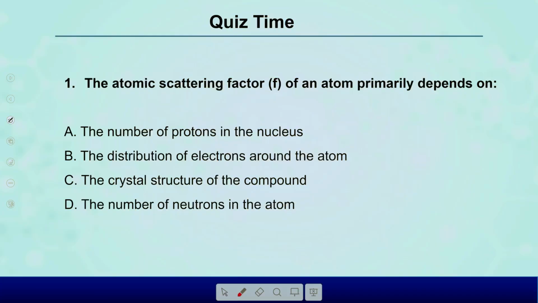Let's begin with the first question. The atomic scattering factor of an atom primarily depends on: we have four options. Option A, the number of protons in the nucleus. Option B, the distribution of electrons around the atom. Option C, the crystal structure of the compound. And option D, the number of neutrons in the atom.